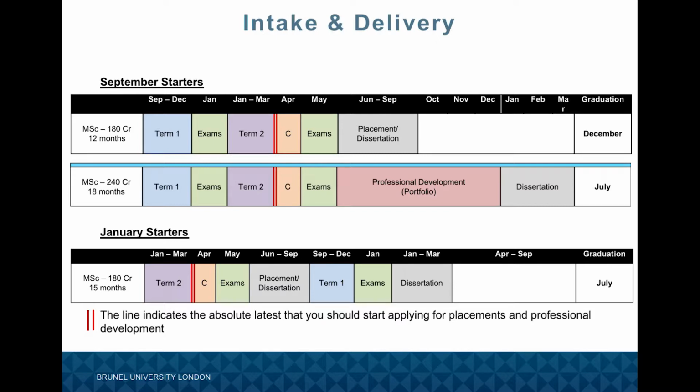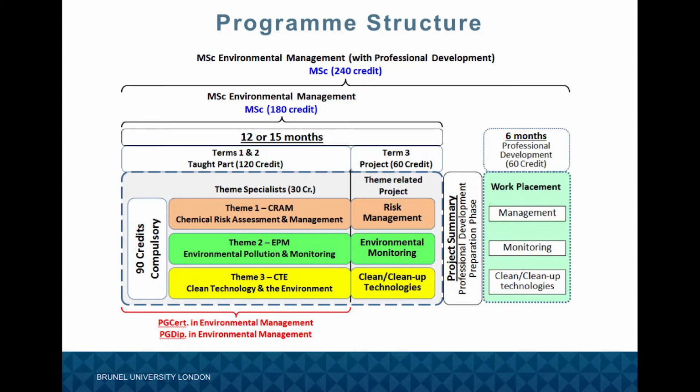Now these two red lines indicate that you can start applying for the placement and professional development. We have two different types of placement. One is only for 3 months, and the second one is related to the second program, which is professional development, and the duration for that is 6 months.